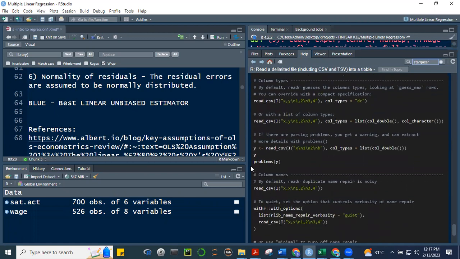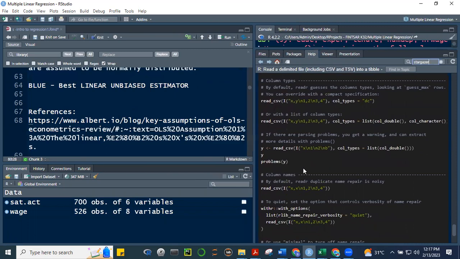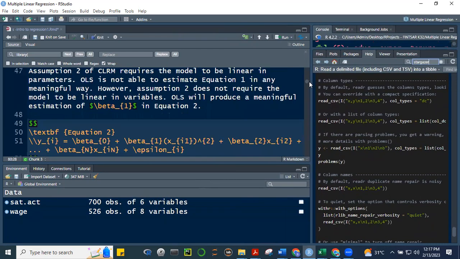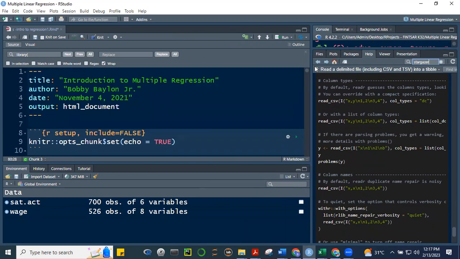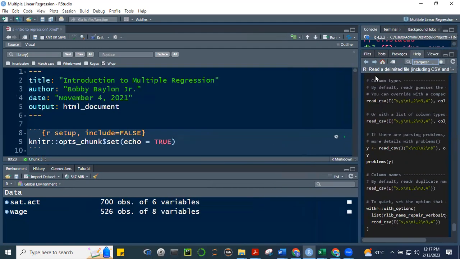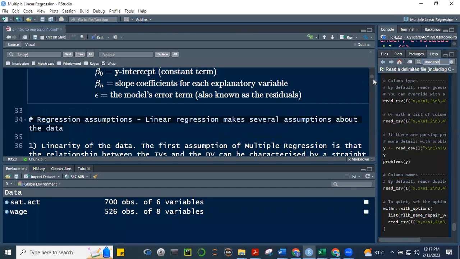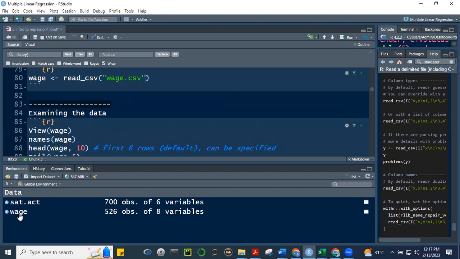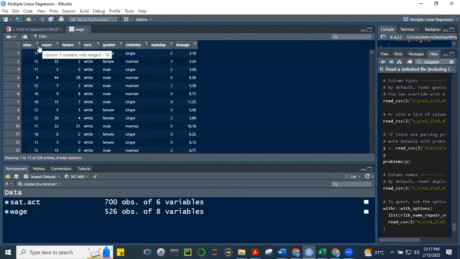Okay, we will not go into that now, but I just wanted to show you that these functions, read underscore csv, read xls, excel, are very powerful functions that we can use when we are loading data sa R natin. So if we check this, na-load na natin, di ba? So let me view this. Yan. So we have education, experience, tenure. So there are 526 entries, 8 columns. So this is our data now.